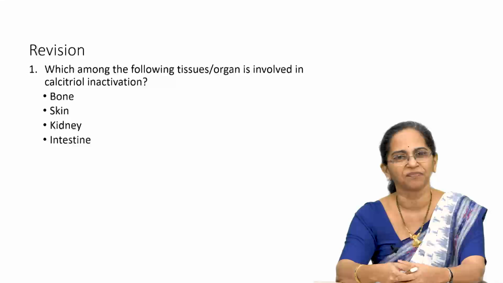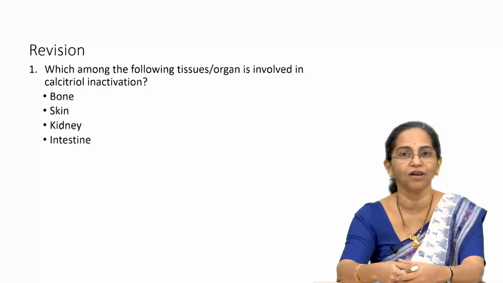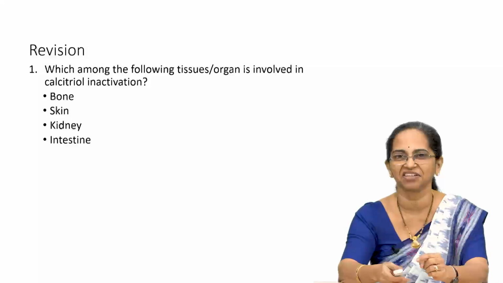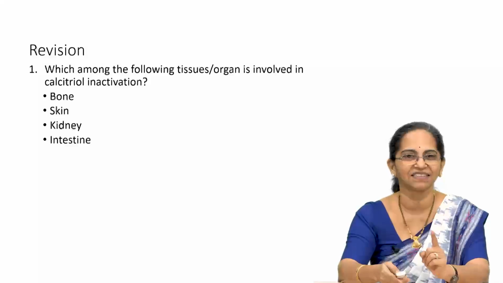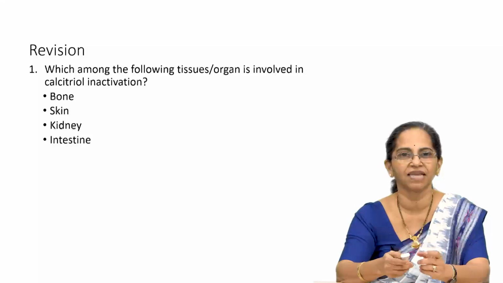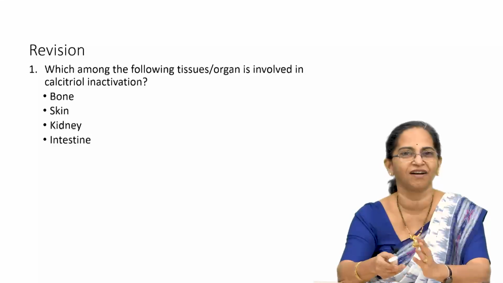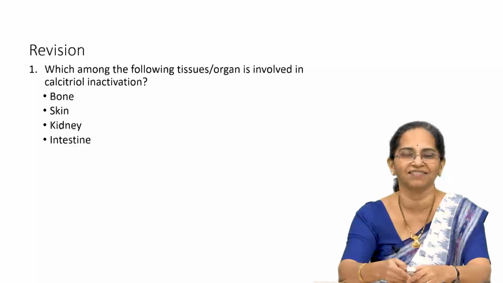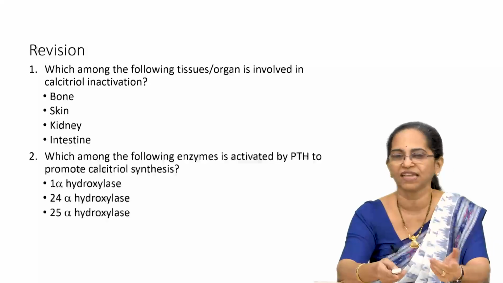The first question, which among the following tissues or organs is involved in calcitriol inactivation? Please be careful, not activation, inactivation. We just told you it's the third option, that is kidney, because in kidney we have an enzyme called 24 alpha hydroxylase, right? Now, this is the one which can inactivate. So, it's kidney.